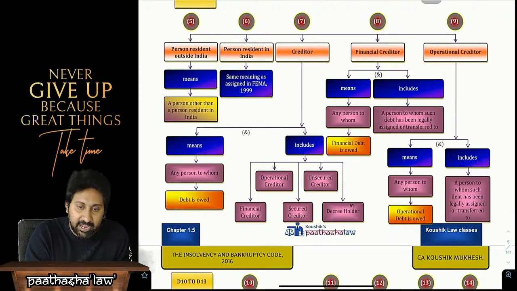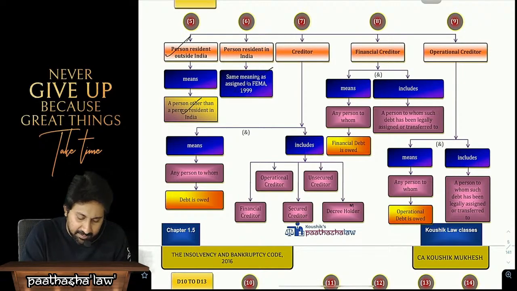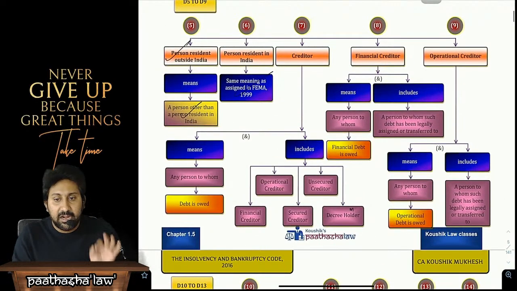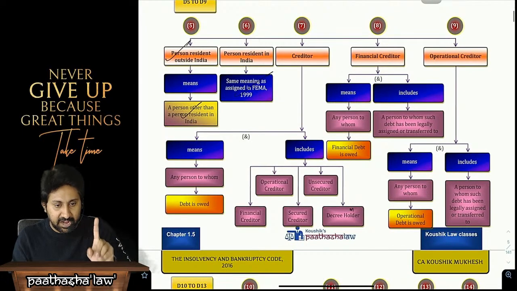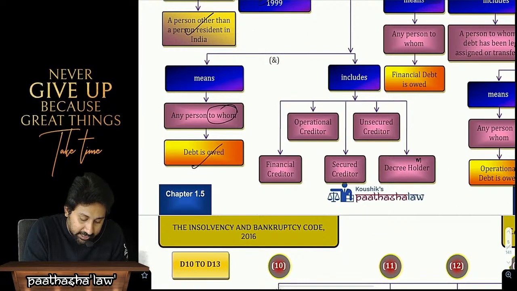Person resident outside India means a person who is not a resident in India. Other than a person resident in India is a person resident outside India. Who is a person resident in India? Same as FEMA. Now, creditor. There are two types of creditor: financial creditor and operational creditor. First, there should be a creditor. Creditor means a person to whom the debt is owed.